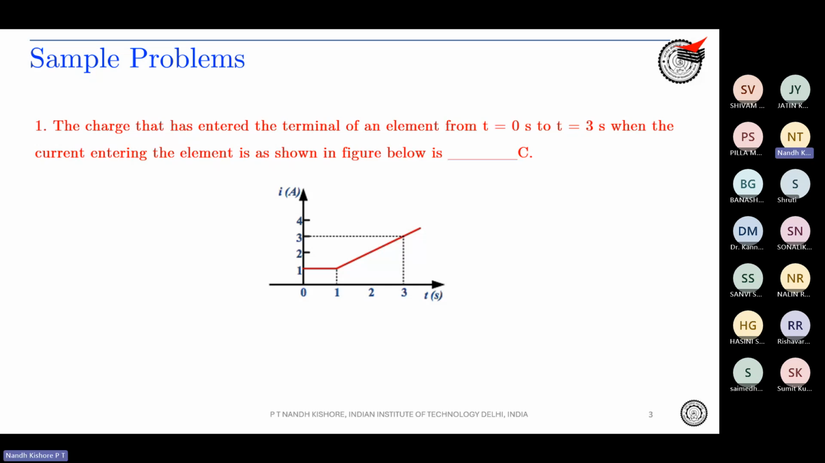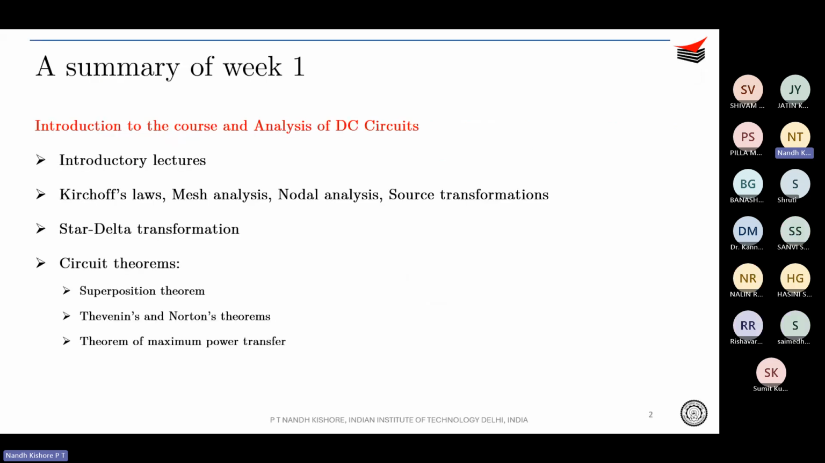Okay. So the first question is: the charge that has entered the terminal of an element from t equal to 0 to t equal to 3 seconds, when the current entering the element is as shown in the figure below, is dash coulombs. So the current versus time profile is given. They have asked what is the charge, right? So they have asked what is your Q.